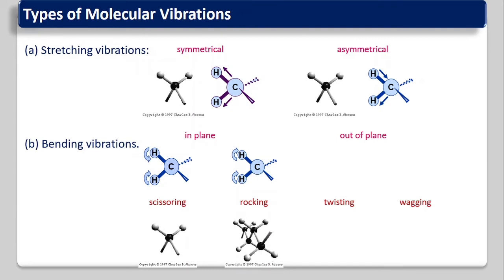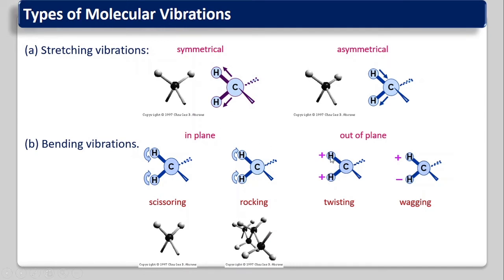In twisting, the bonds vibrate, but simultaneously both bonds come towards the observer and go away from the observer, towards the observer, away from the observer. The plane of the molecule changes, with the two bonds going below the plane and above the plane. This type of out-of-plane vibration is called twisting.